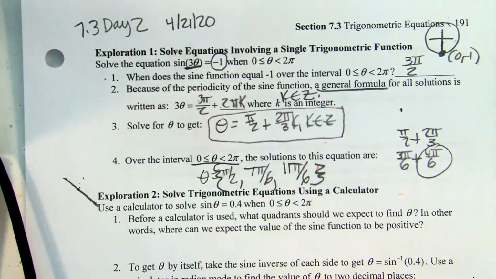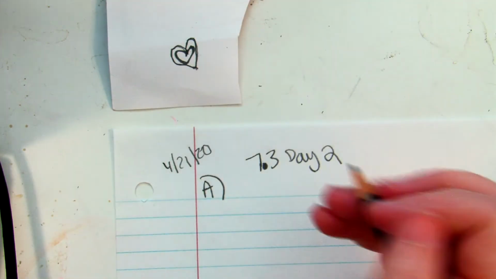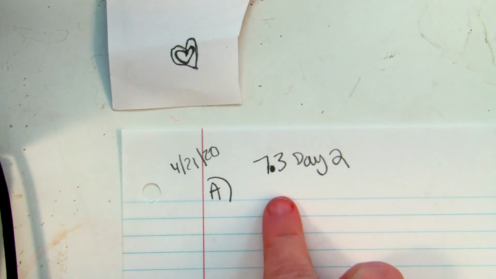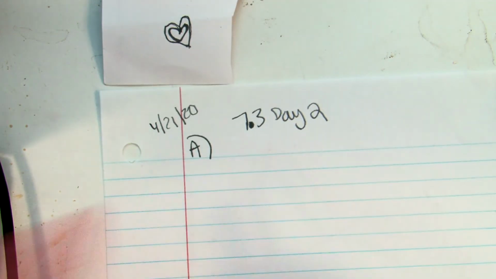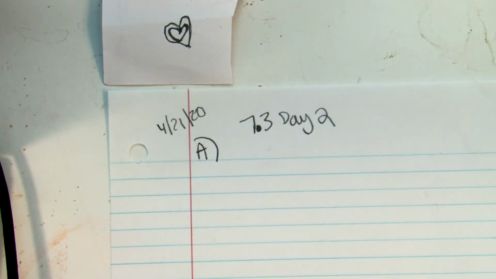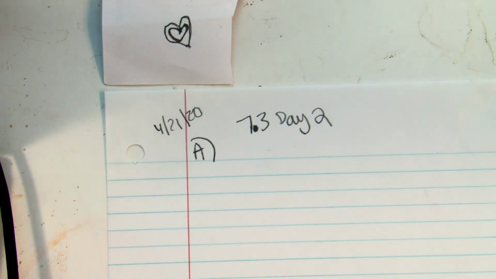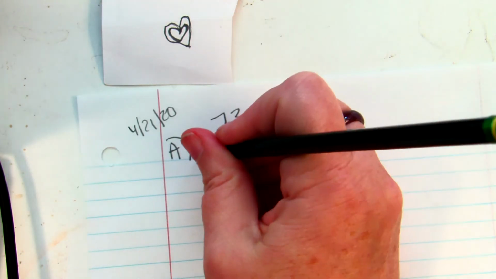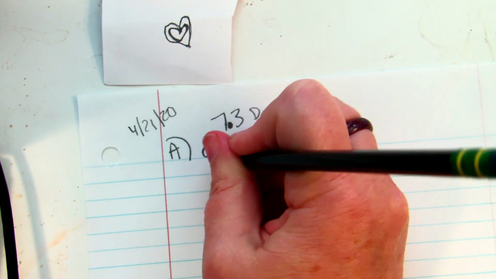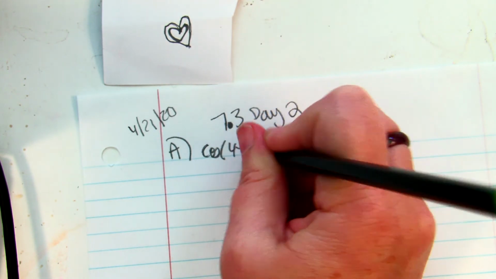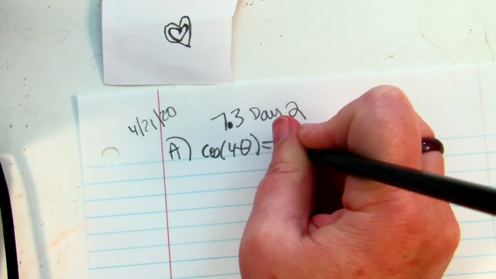So we're going to do some problems on another sheet of paper so you get more practice. The book only gives one example. So we're going to do A and B. Cosine of 4 theta equals radical 3 over 2.